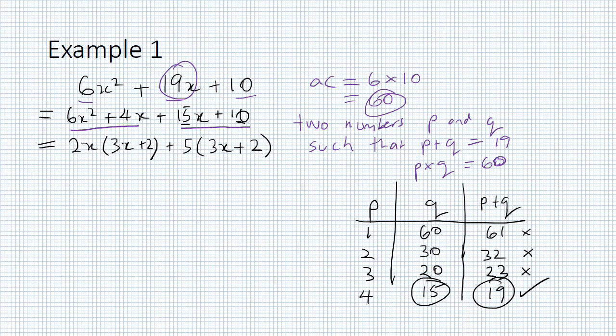Now what we notice is that we've got 3x plus 2 as a factor here, and 3x plus 2 as a factor there. So we can take that out as a common factor out the front, multiplied by 2x plus 5. There we go, factorised it.